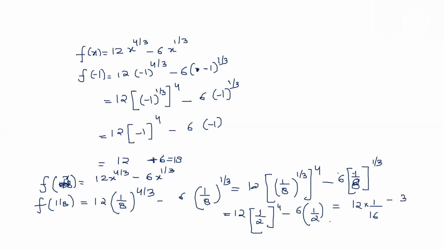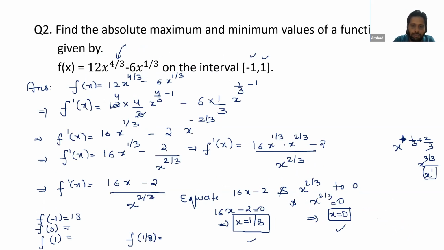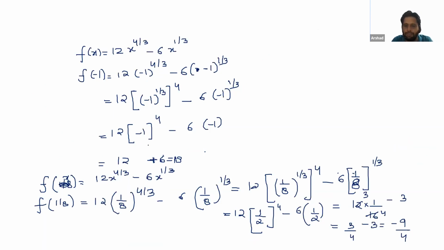So how did we get 1 by 2? What is the cube root of 1 by 8? Yes, sir, 1 by 2. Okay. So 2 to the power 4 is 16, and 12 by 16 is 3 by 4. So 3 by 4 minus 3, which is 12 minus 3 by 4, gives minus 9 by 4. So the minimum value is minus 9 by 4, at x equal to 1 by 8. And the maximum value you have already found, which is 18. For 0 you get 0, for 1 you get 6. So the maximum is 18 at x equal to minus 1.